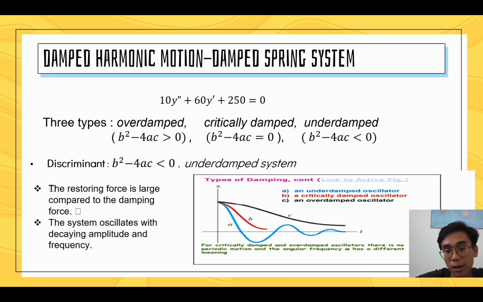This graph illustrates the three different types of damped spring system, and the blue graph is our underdamped spring system. B and C are critically damped and overdamped. We will not discuss B and C further; we just want to focus on this underdamped system, the blue graph A. For the underdamped system, the restoring force is larger than the damping force, so it can still oscillate along the period, while with decaying amplitude and frequency.